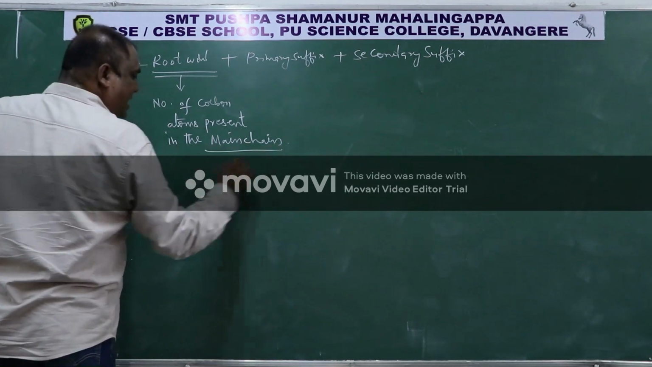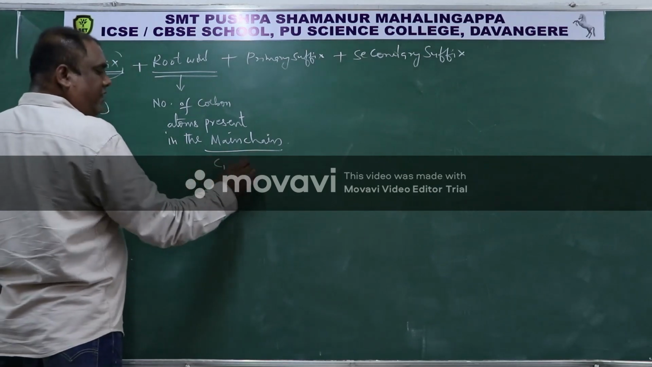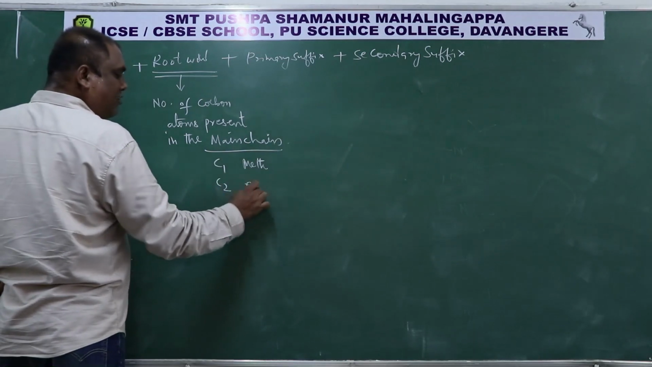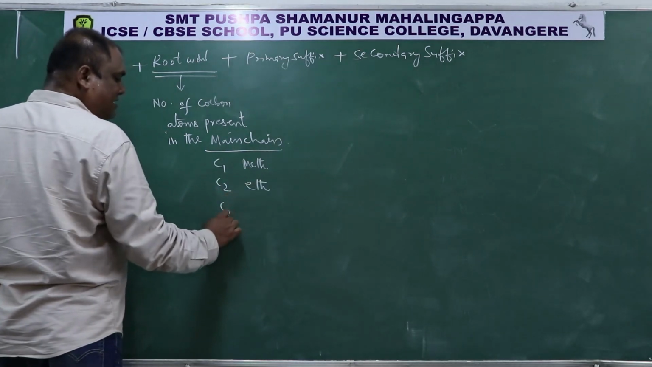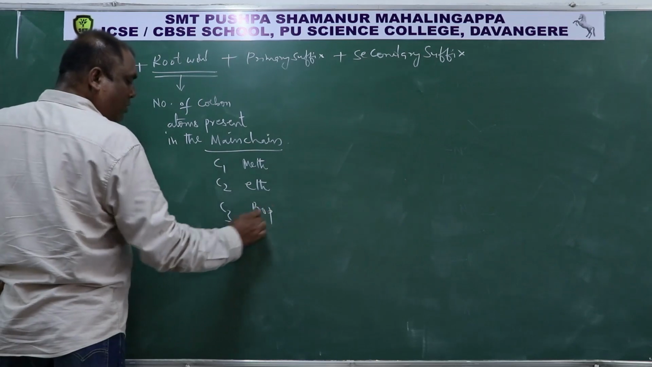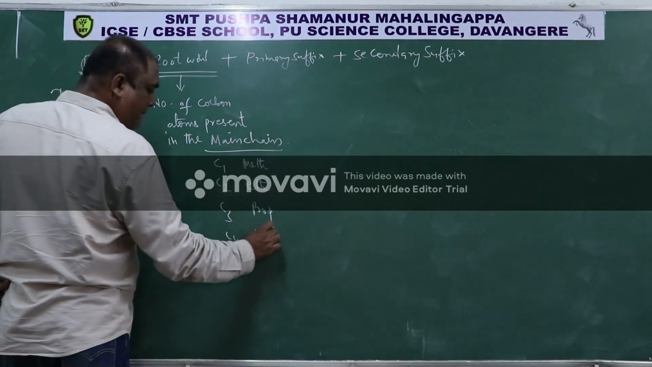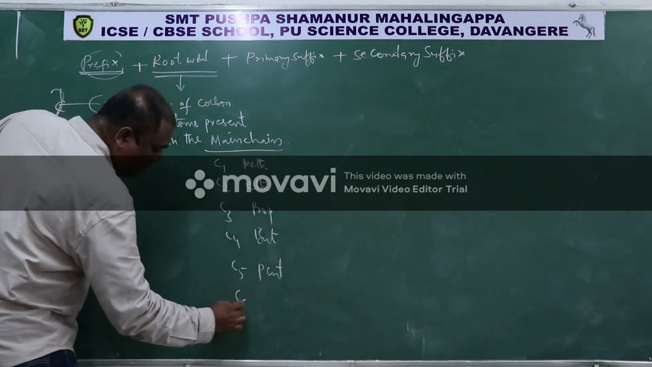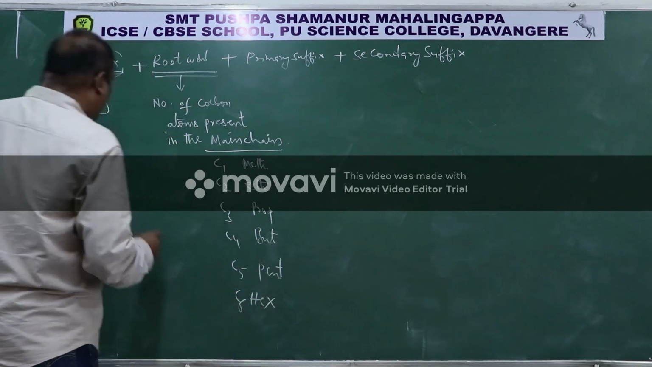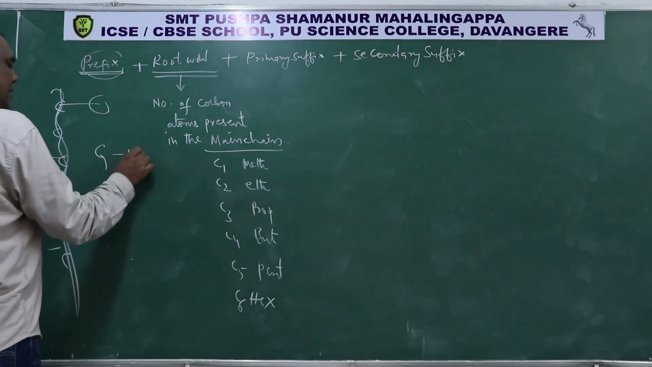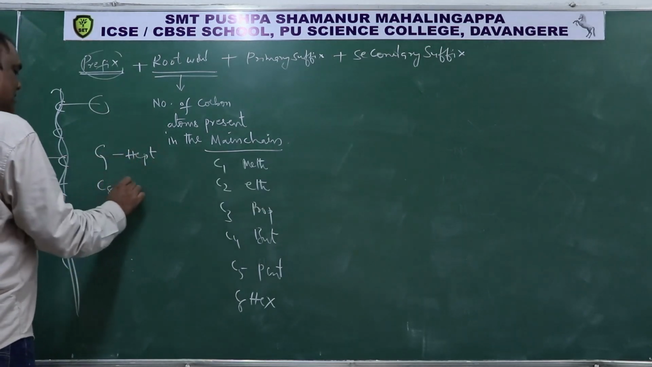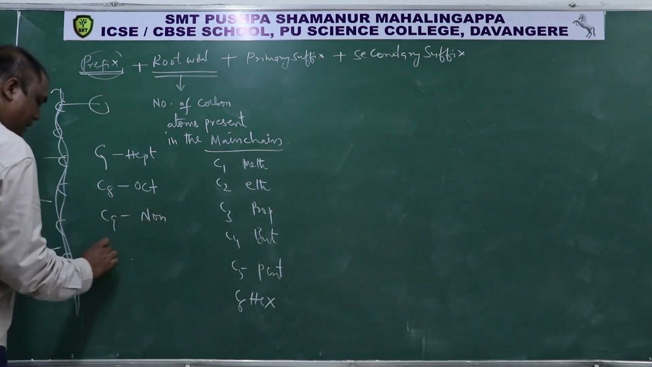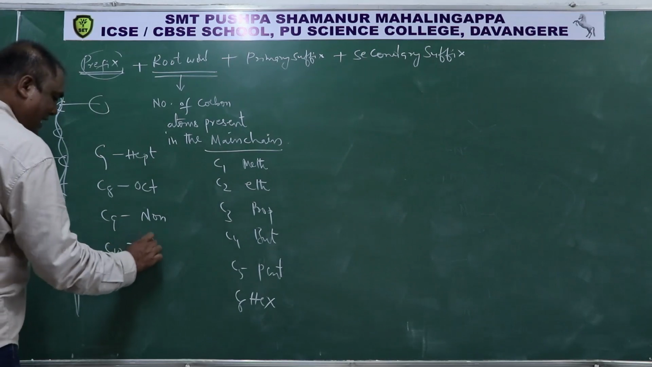If this main chain has only one carbon, then the root word is meth. If the main chain has 2 carbons, then root word is eth. If it has 3 carbons, then prop. 4 carbons but, 5 carbons pent, 6 carbons hex, 7 carbons hept, 8 carbons oct, 9 carbons non, 10 carbons dec.